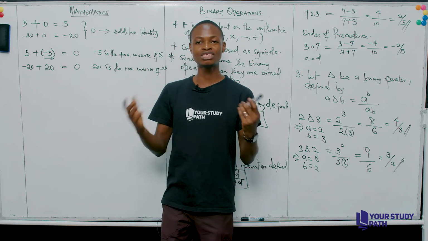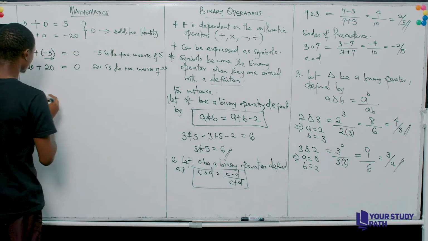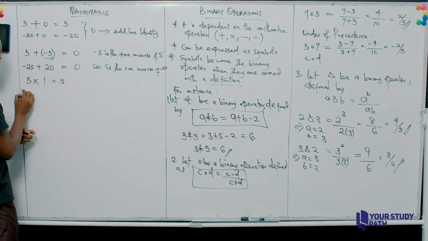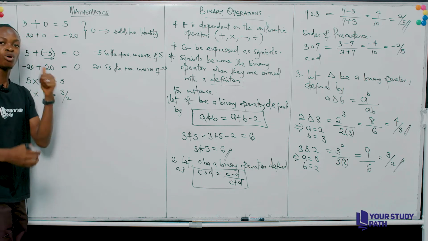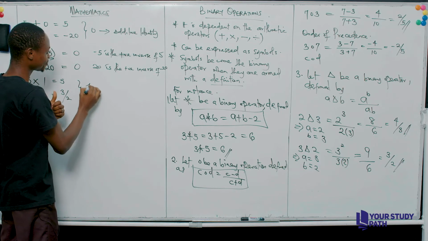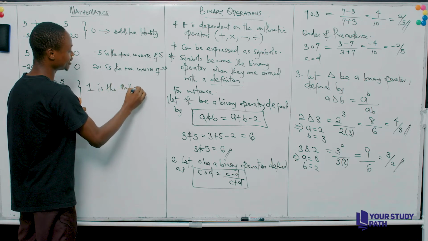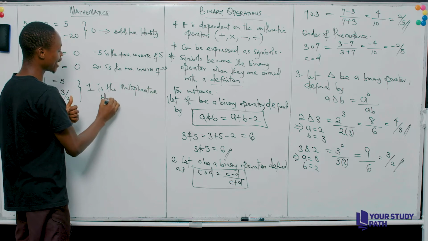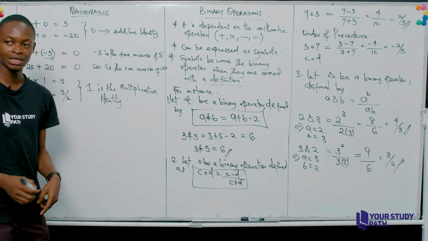Of course, the same concept holds true for your multiplication as well. For your multiplication, when you take 5 times 1, you have 5. If you take 3 over 2 times 1, you will still have what? 3 over 2. 1 is the multiplicative identity. That is, 1 is that value that if you were to multiply every other number by 1, you will get that number back.